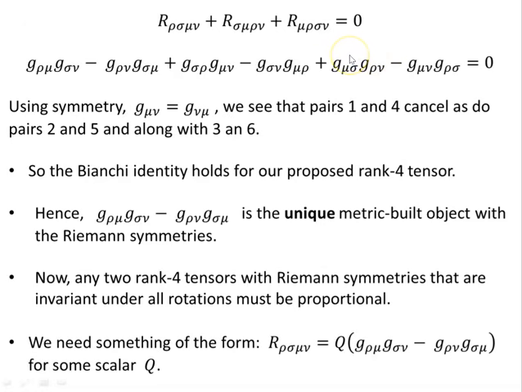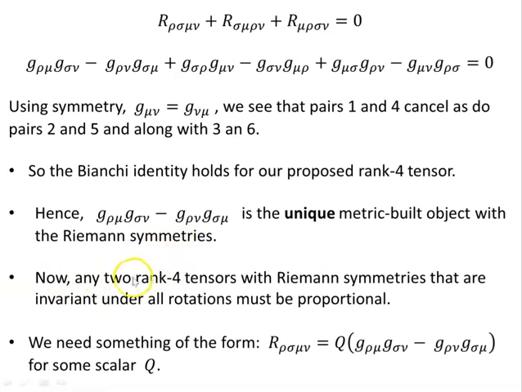So the form of this maximally symmetric Riemann tensor for this maximally symmetric space is starting to hold up, thanks to the Bianchi identity and other symmetries. The Bianchi identity holds for our proposed rank 4 tensor, which is this object here, as you can see here and here, and all that summing to 0. Hence, this is the unique metric-built object with the Riemann symmetries. Remember, we got this negative from that before, A was minus B.